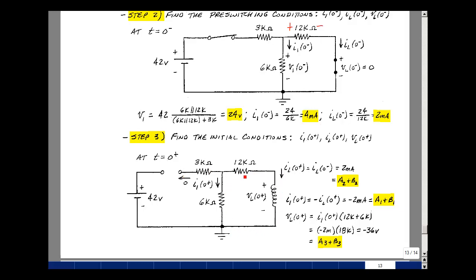Nothing's going back this way, so it's going to flow around this way. The current in the inductor is the negative of the current I1. I1 of 0 plus is a minus 2 milliamps, and that's going to be A1 plus B1 times e to the 0, or just A1 plus B1.